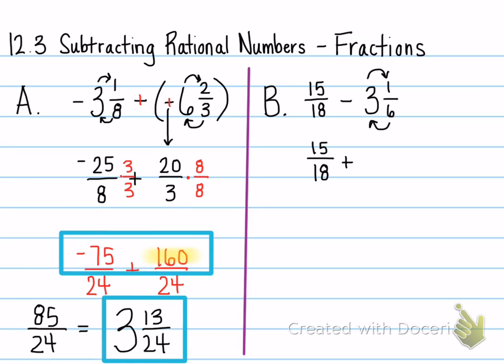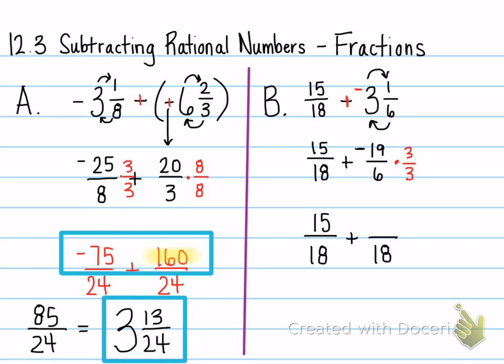So that is 19/6, but it's going to be negative 19/6 because this minus becomes a plus and your positive number becomes a negative. I need to find a common denominator for 18 and 6. That common denominator is going to be 18. My first number is already over 18, so we have 15 there. I'm going to multiply the second fraction by 3 over 3 because 6 times 3 is 18.